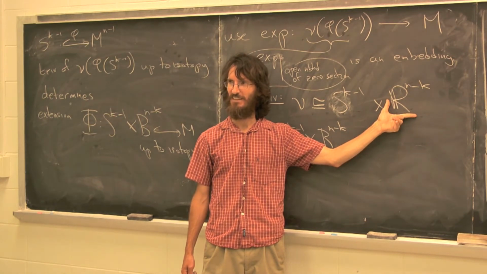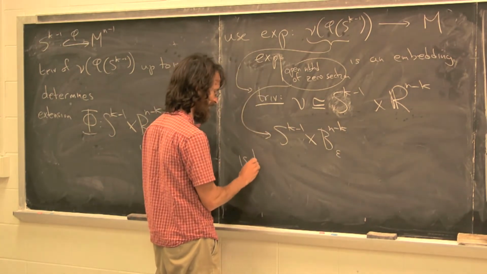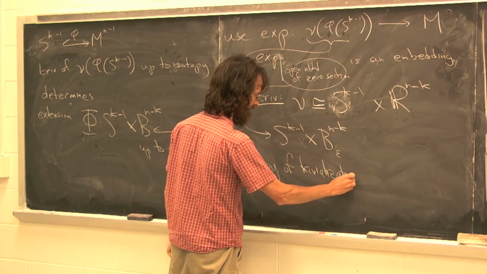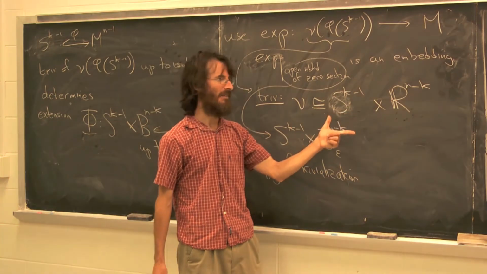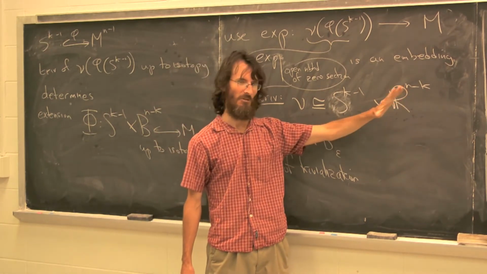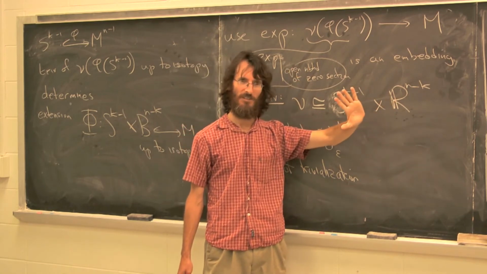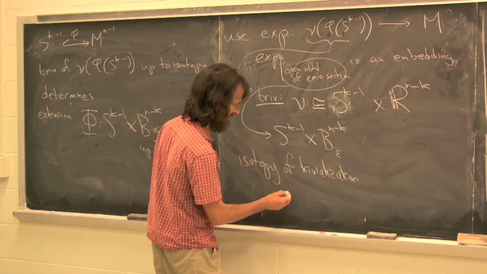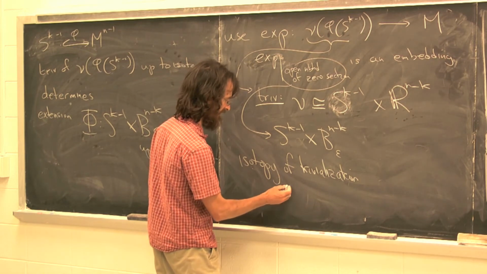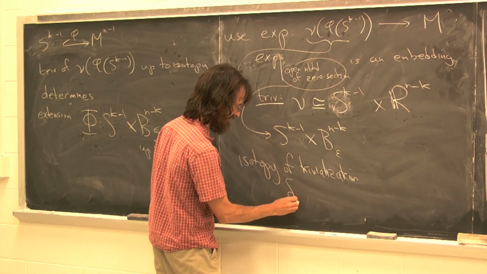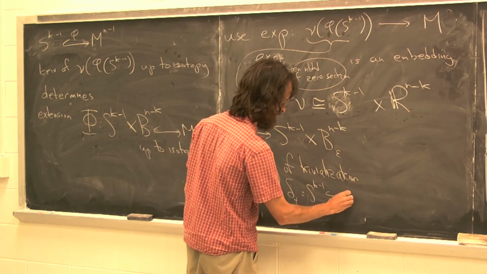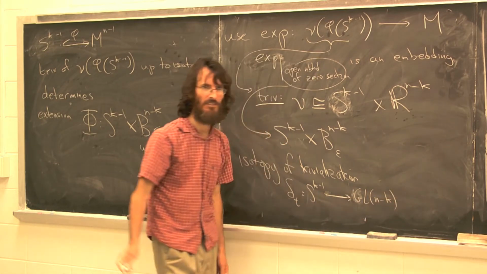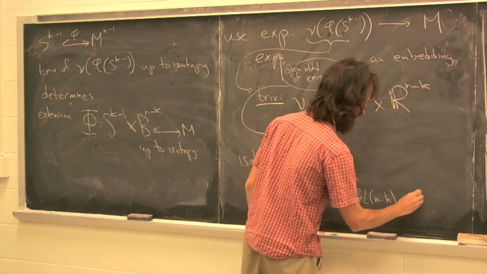Okay? So an isotopy of the trivialization is going to, for each time and for each point in S^(k-1), change my fiber by some linear map. And for time 0, it's the identity map. So this gives a sort of delta sub t from S^(k-1) into GL(n-k), with delta sub 0 equal to the identity.